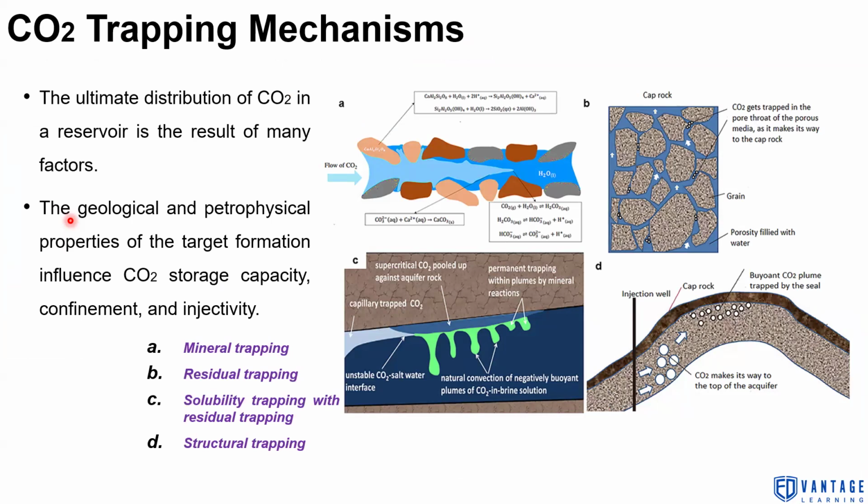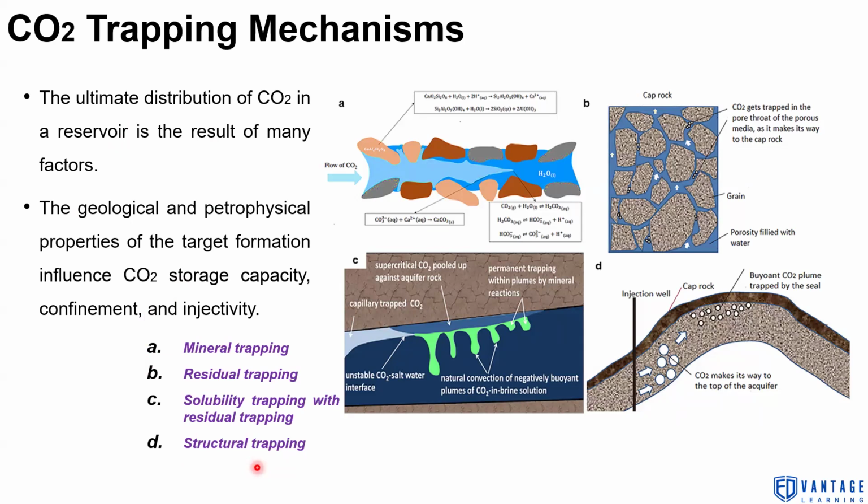Now comes trapping mechanisms, how we should look at it when we want to store CO2, maybe in depleted oil and gas reservoirs or aquifers. How should we look at understanding the pore scale dynamics of CO2 flow and transport? The ultimate distribution of CO2 in a reservoir is a result of many factors, where there are four different mechanisms of trapping, where CO2 gets trapped in the reservoir: mineral, residual, solubility, and structural. Structural is a very basic mechanism where it's simply storing CO2 in a reservoir structurally, right?